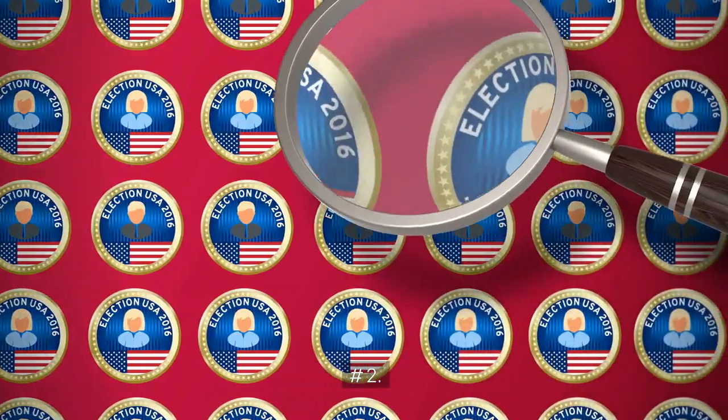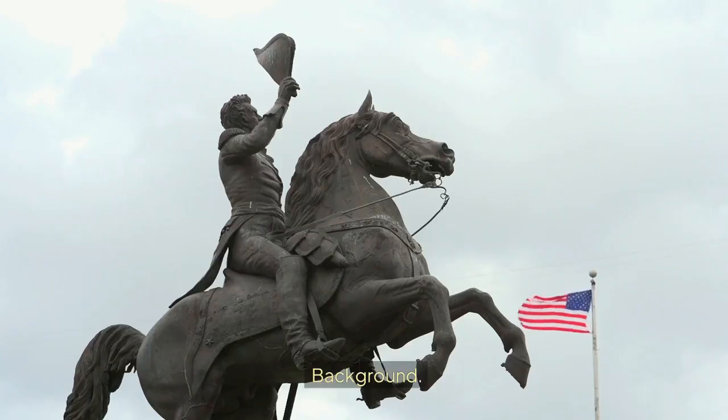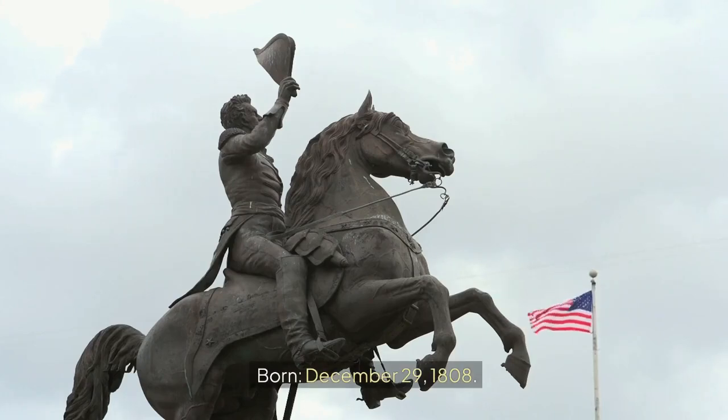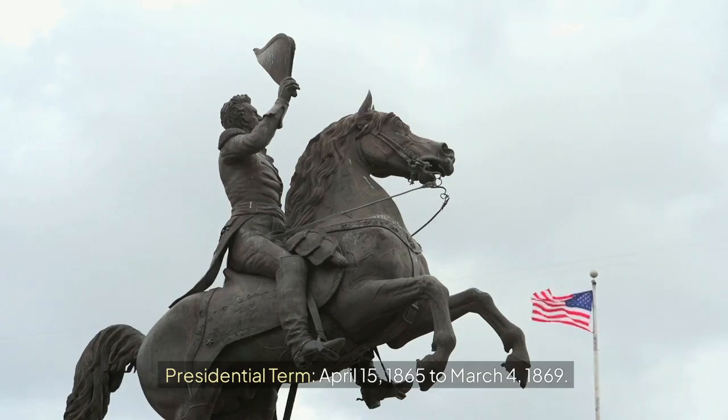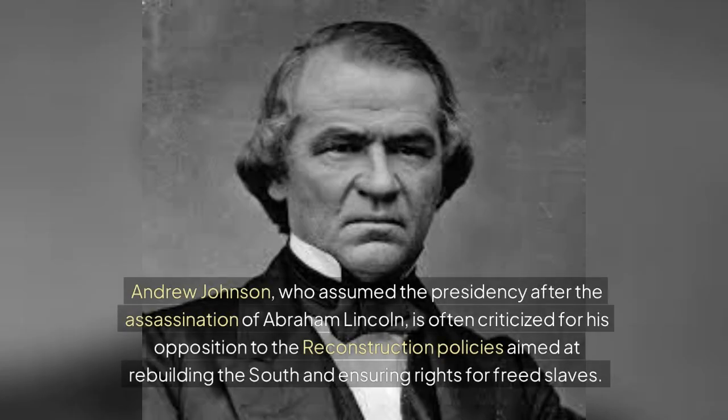Number 2. Andrew Johnson, the impeached Reconstruction opponent. Background: born December 29, 1808. Died July 31, 1875. Presidential term: April 15, 1865 to March 4, 1869. Vice President: none.